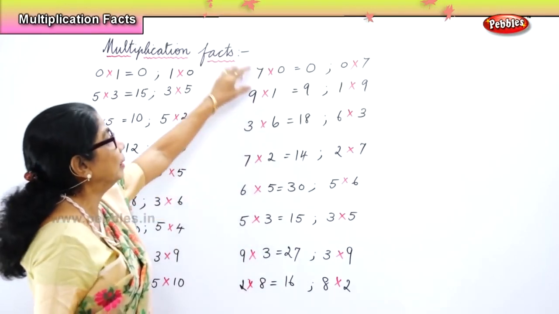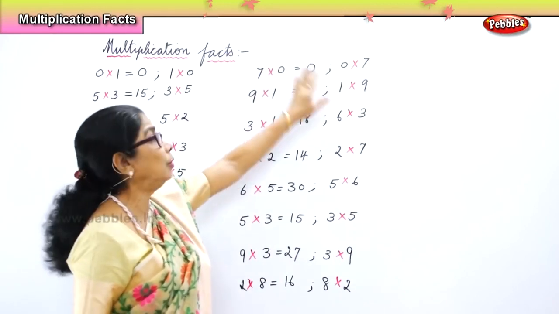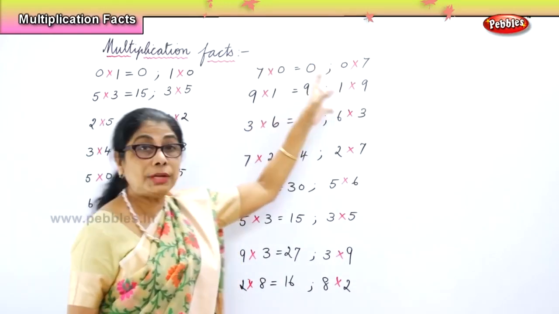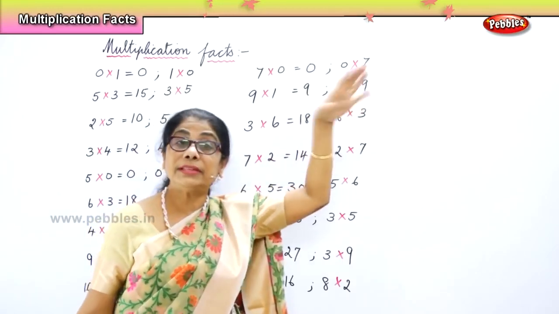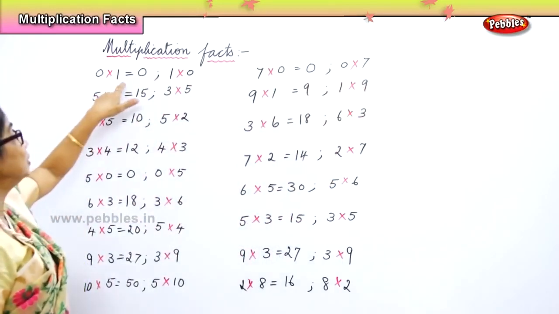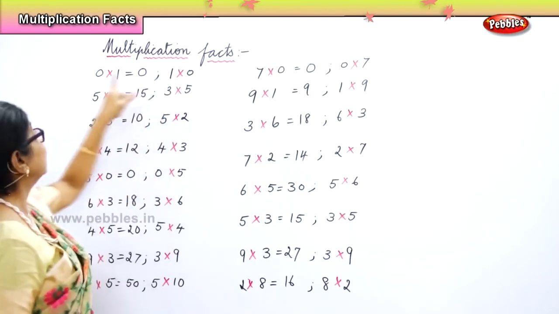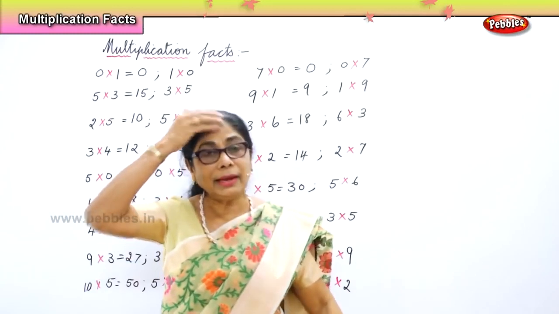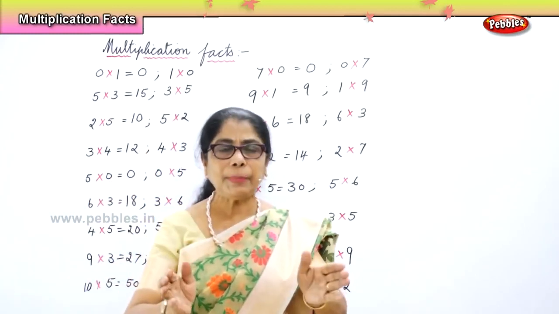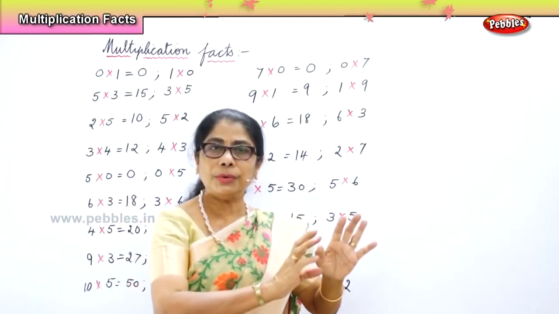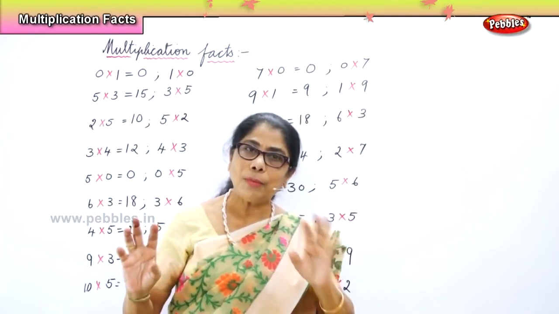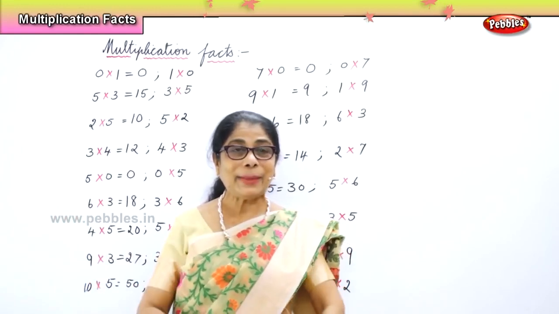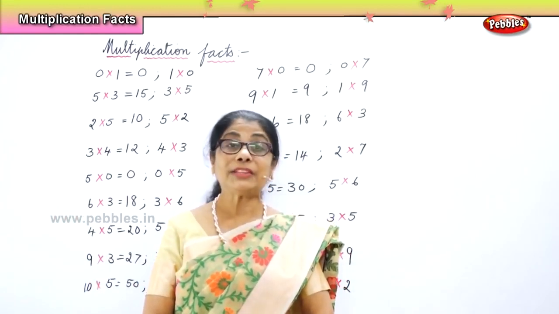Any number multiplied by 0 is 0. 7 into 0 is 0. 0 into 7 is 0. 1 into 0 is 0. 0 into 1 is 0. Any number, you have to think, any number multiplied by 0 is 0. Any 0 multiplied by any number is also 0. So today we learned multiplication facts for us to remember.